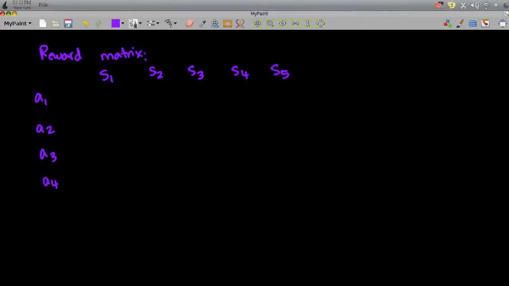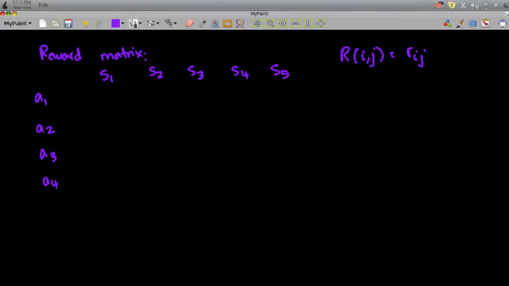The reward matrix in this case is 4 by 5 because we have 4 actions and 5 states. And we actually have a reward function. The reward function is a function of i and j, simply written as r sub ij. The function is big R of i comma j, and I'm going to write it as r sub ij.